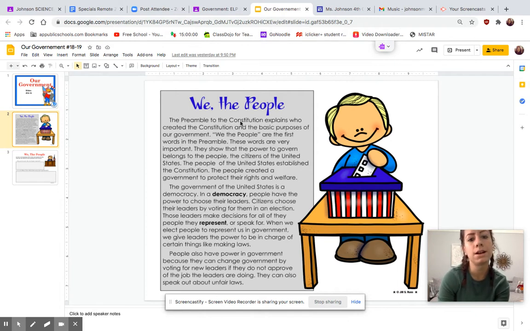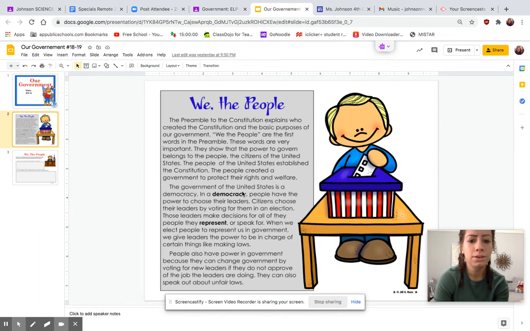So we have this thing called the Constitution. In there, it explains the rights of the people, the US citizens, in order to have and protect these things. They had to make these rules and laws.